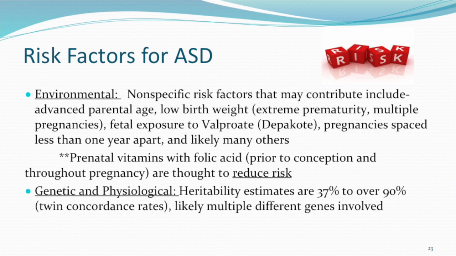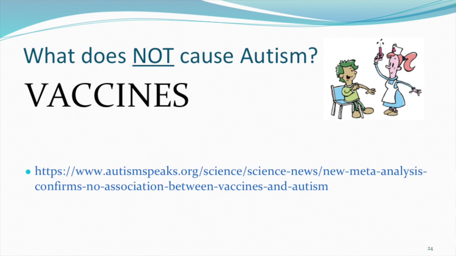And there are likely multiple genes involved. There are very few things that I think are important enough to really pause and repeat. And this is one of those things that when I say it, I often say it 2 or 3 times in a row because I don't want anyone to miss it. What we do know is what does not cause autism? Vaccines. Vaccines do not cause autism.